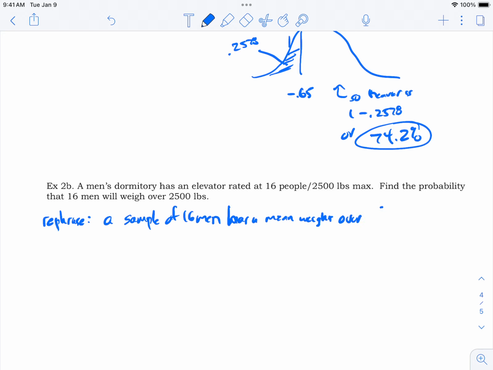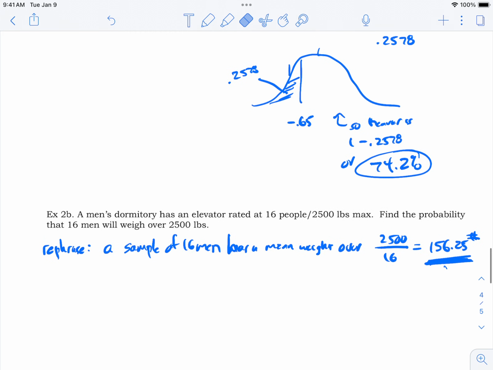over, now you take that 2,500 pounds and you divide it by 16, and you say, well, the mean in that case would be, oh, ain't that a coincidence, 156.25 pounds. So in other words, the elevator can hold 16 people who weigh this much, because 16 times this gives you the 2,500 pounds. So as long as the mean weight of people stays under 156.25, the elevator is going to hold.